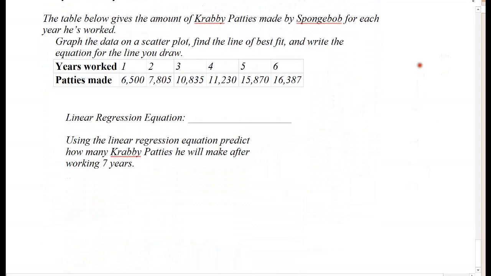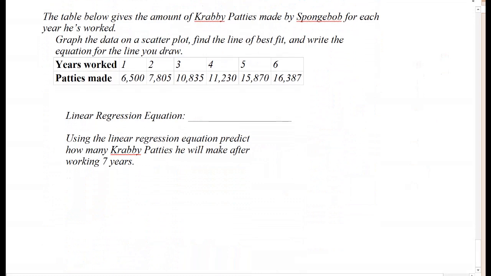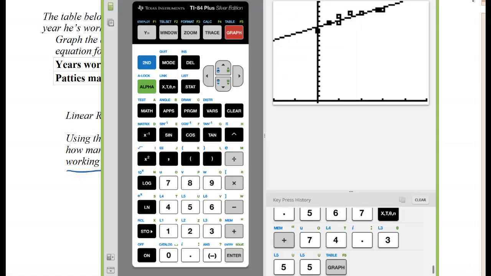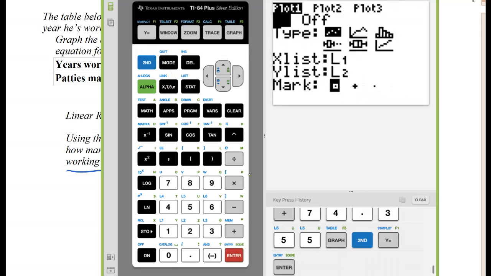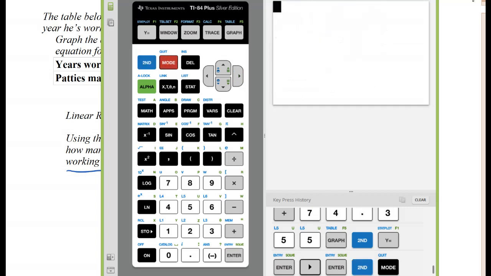Now you're going to do one on your own, and I'll post the answer to this later on. It will ask you to do the whole thing: graph it, find the best fit line, write the equation of the line, then use it to predict. It should come out a pretty good predictor. Once you're finished with 1.4 and scatter plotting, go back into here and turn this off. If you don't turn it off, it might mess up your calculations for doing graphs in the future. So make sure you turn your scatter plot off.